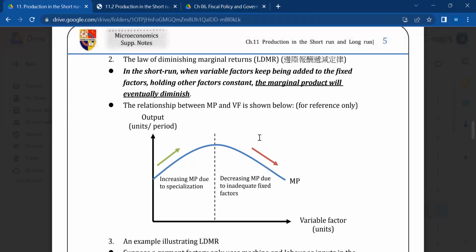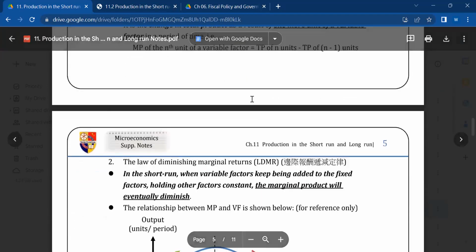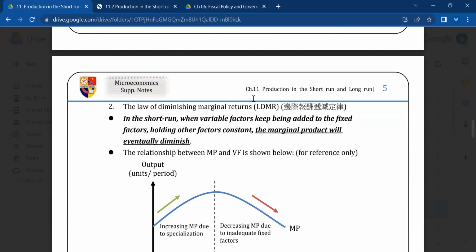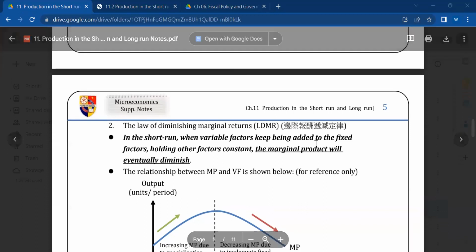Okay, so let's start our lesson today. Yesterday, we learned about a new concept called the law of diminishing marginal return, right? Let us revise the definition and the implication of the law of diminishing marginal return today. Please take out your notes and turn to page 5.